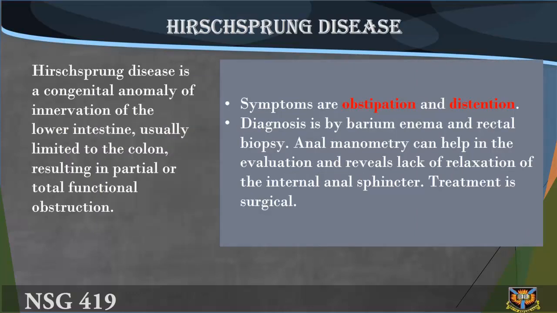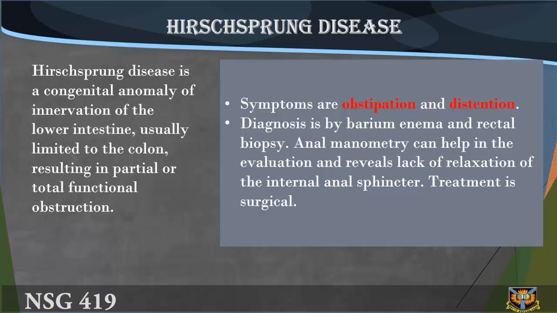Hirschsprung disease. Hirschsprung disease is a congenital abnormality of innervation of the lower intestine, usually limited to the colon, resulting in partial or total functional obstruction. Symptoms are obstipation and distension. Diagnosis is by barium enema and rectal biopsy. Anal manometry can help in the evaluation and reveals lack of relaxation of the internal anal sphincter.